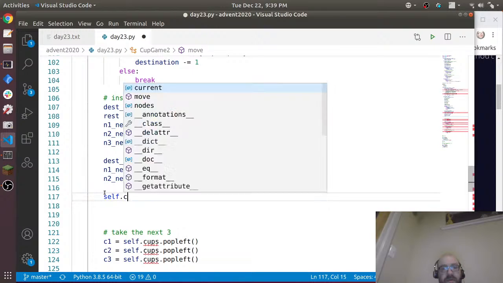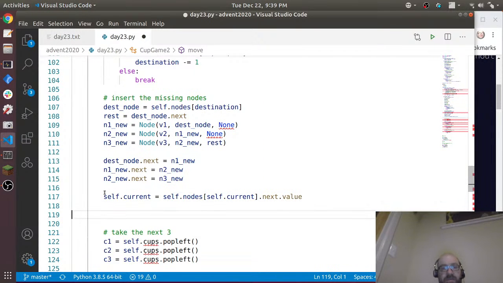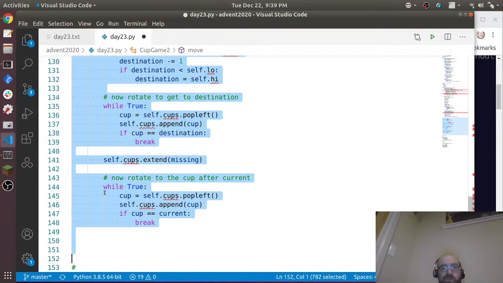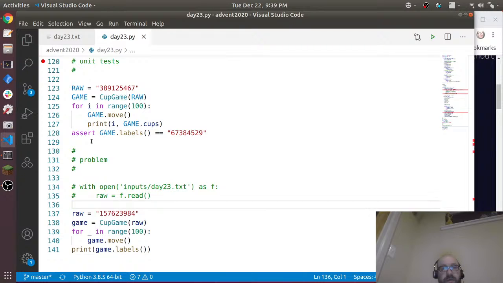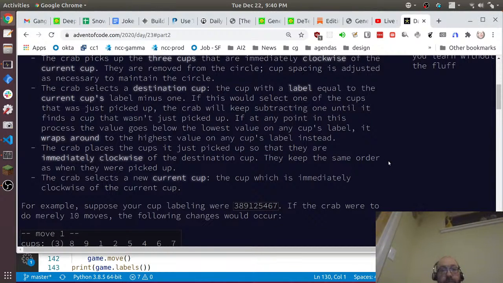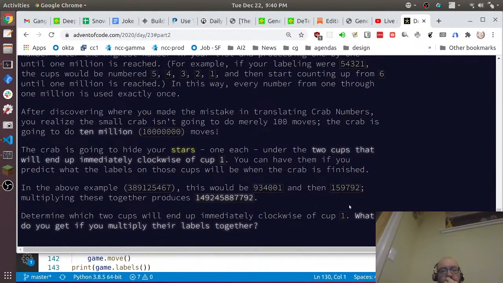And then finally, self.current equals self.nodes self.current.next.value. Okay. So I think that works. Okay. So now, what does it want me to do? Two cups that will end up immediately clockwise of cup 1.